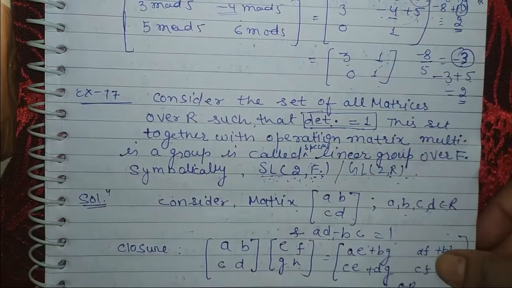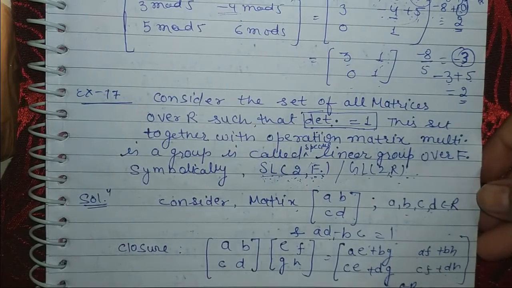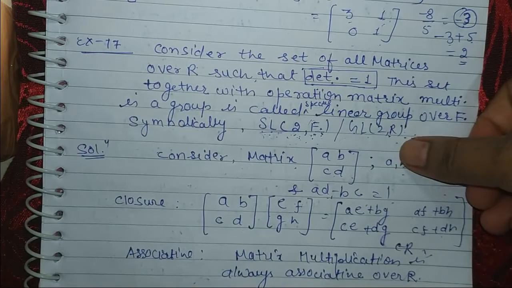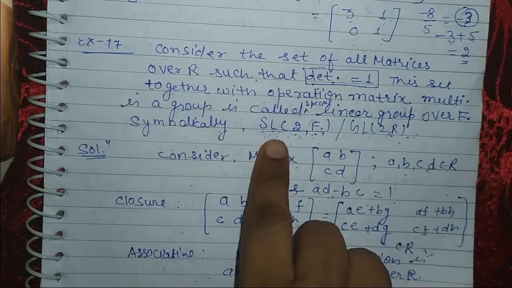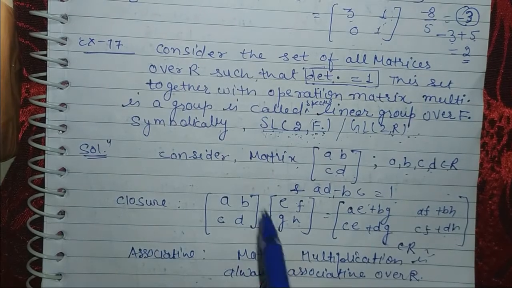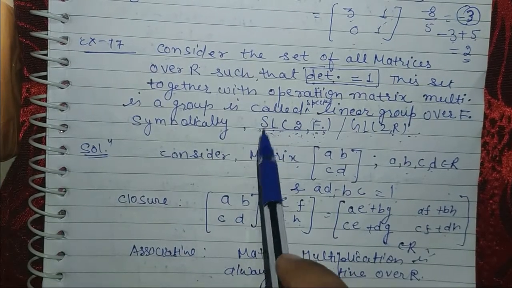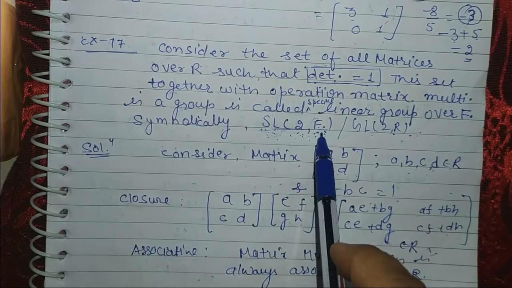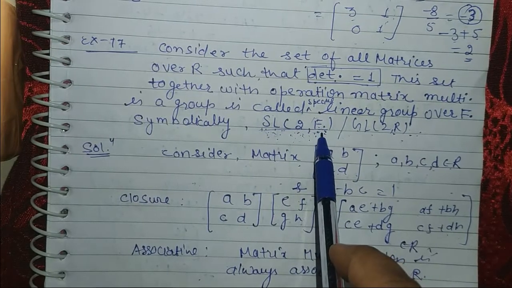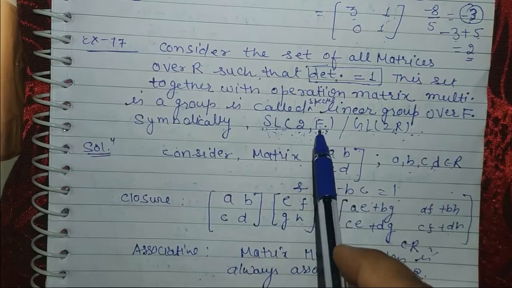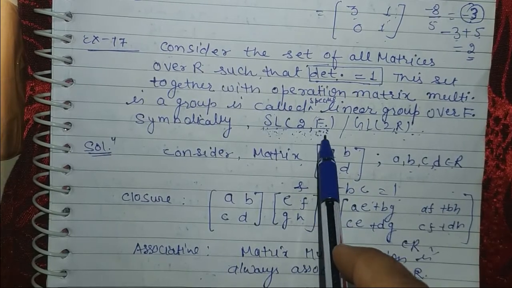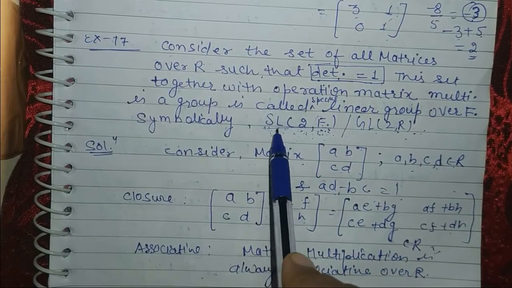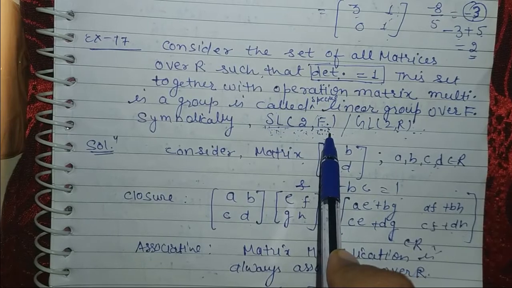Hello students, in our previous lecture we had done GL2R, which means the general linear group is a group. Similarly, we are defining here the special linear group, and its notation is SL2R. Here F, so R is also a field; we had already defined the fields R, Q, C, Z and Zp. So SL2R is a group.